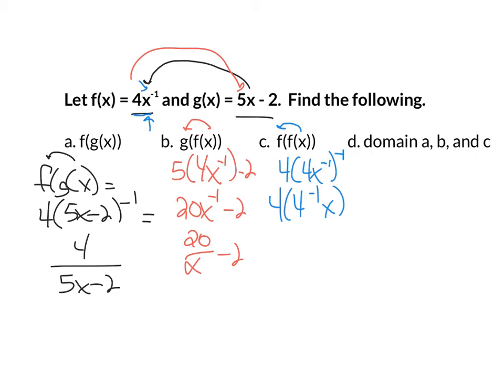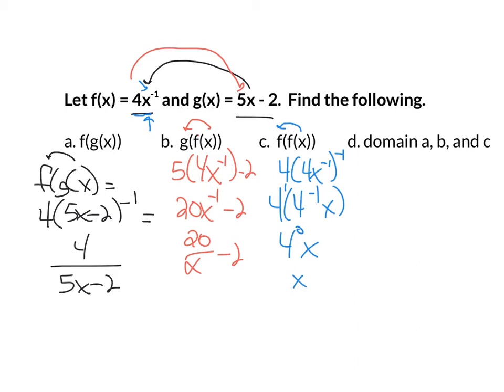Or, even better than that, instead of flipping the 4, add the exponents on the 4 when you multiply. That's 4 to the first power times 4 to the negative 1 power. That'd be 4 to the 0 power times x. Remember, anything to the 0 power is 1. So it's really 1 times x, which is x. So there's my answers when I do the composition.